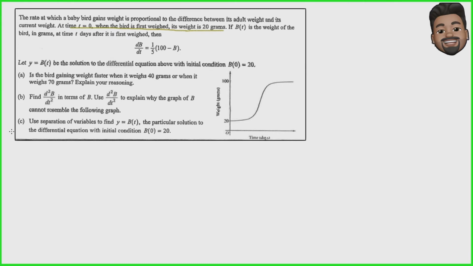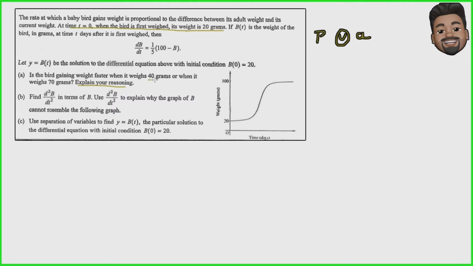Awesome. Now, part A can be a little bit tricky. We're going to try to make sense of it the best that we can. Is the bird gaining weight faster when it weighs 40 grams or when it weighs 70 grams? Explain your reasoning. Part A is asking you about speed, and when they ask for speed, they're talking about your first derivative, essentially your velocity. You want to compare which one is moving faster. A bird gaining weight doesn't have velocity, it's just speed, which is why it's the first derivative. Hopefully that makes sense.